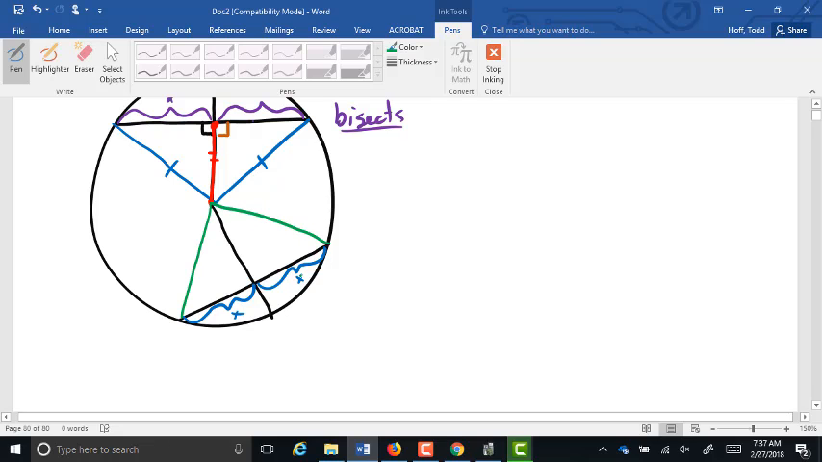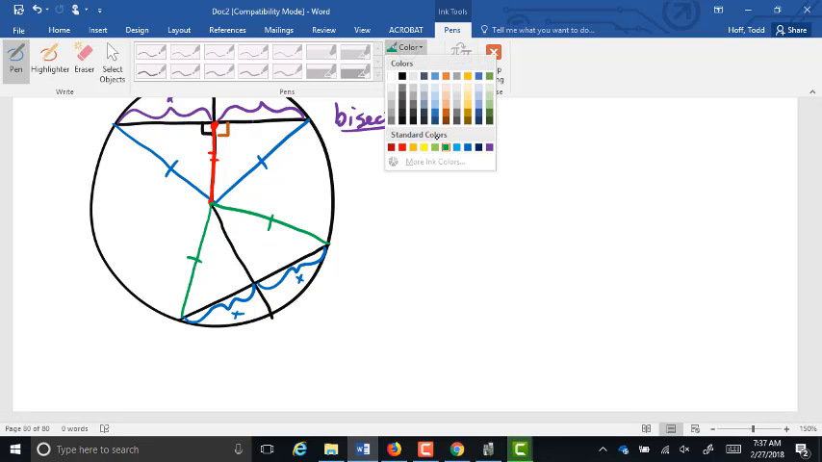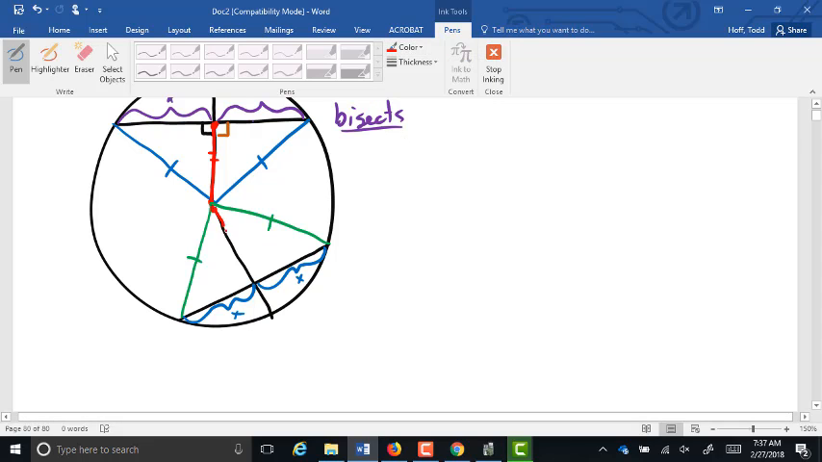So those two pieces are equal, the two blue pieces are equal. The green pieces, of course, are radii. One radius is equal to another radius. And of course, this piece is still equal to itself. So we know that we have two triangles, right? That have the same three sides. How does that equate to being a right angle?